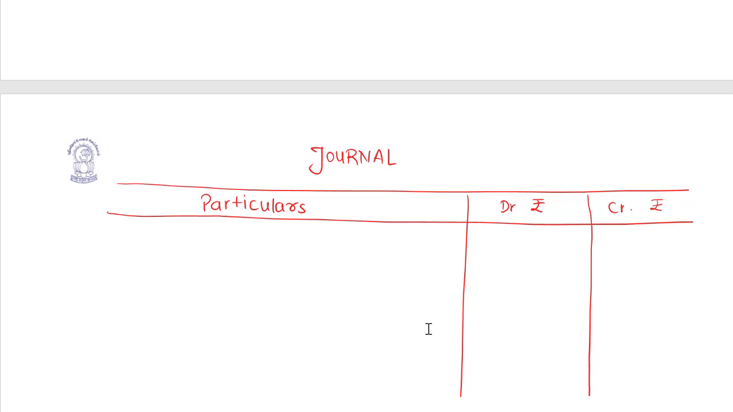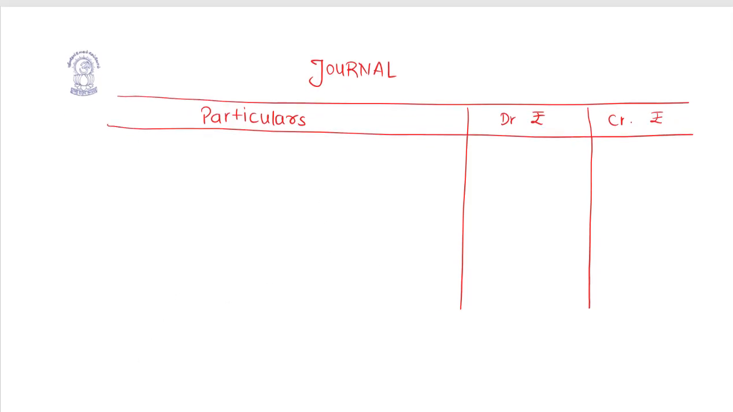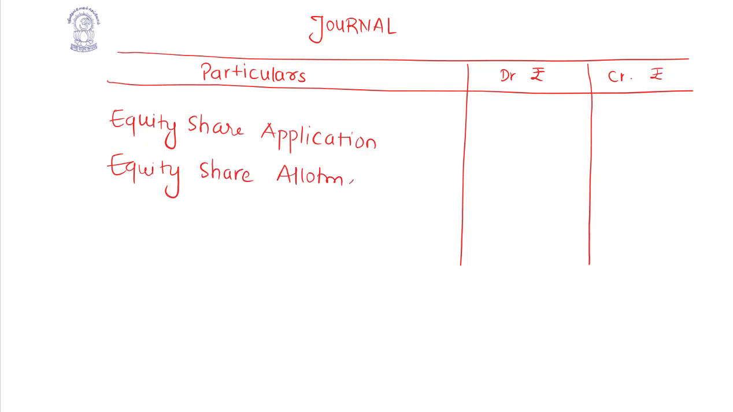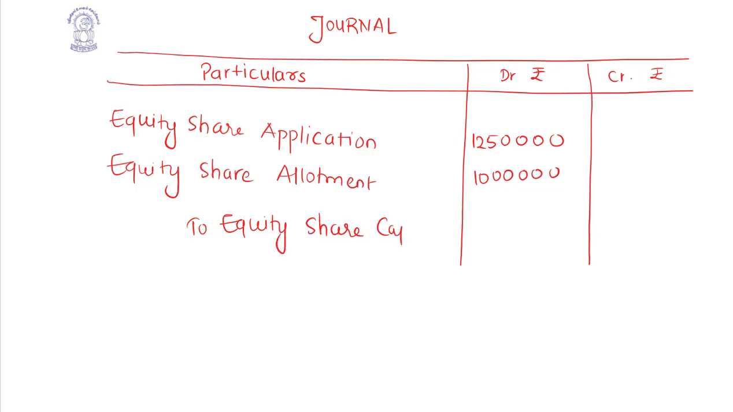Now come to journal entries and put the rest of the journal entries for the same. Equity share application, equity share allotment. For equity share application, 12,50,000. For equity share allotment, 10 lakhs, to equity share capital, 22 lakhs 50,000.